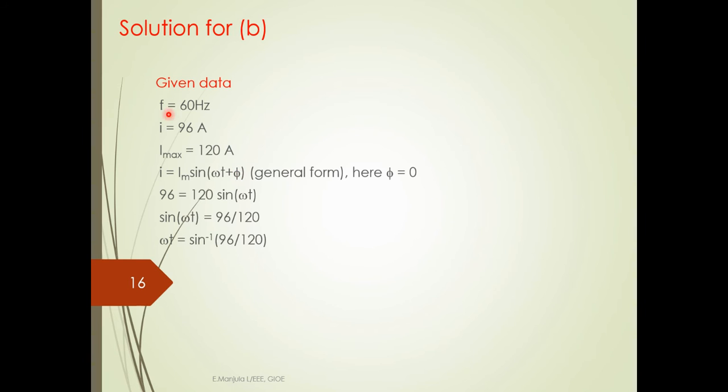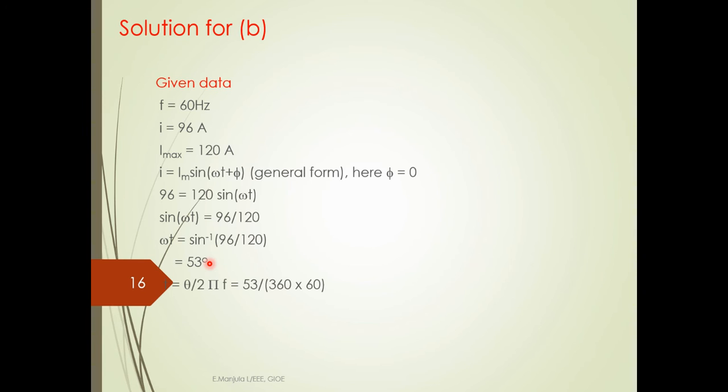Now we have to find the time at 96 amps. Here f is equal to 60 Hertz, I is equal to 96 amps, and I maximum is equal to 120 amps. I equals I maximum sine of omega t plus theta; in general form, theta is 0. Hence, 96 is equal to 120 sine of omega t. We have to find t. So sine of omega t is equal to 96 by 120. So omega t is equal to 53 degrees.